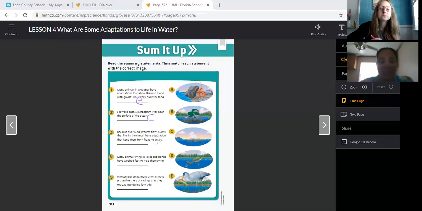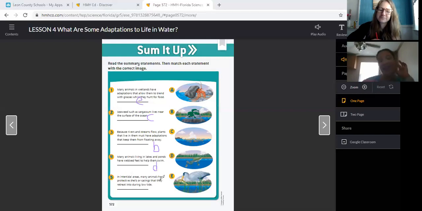All right, because rivers and streams flow, plants that live in them must have adaptations that keep them from floating away. Well, if I look right here, this is moss, and this is on a rock. So it can't float away. It's going to cling to the rock. So I think this belongs with B. Number 4, many animals living in lakes and ponds have webbed feet to help them swim. If I look at the pictures, I see the frog is swimming, and remembering a frog's feet, they're webbed, so D. Yep.